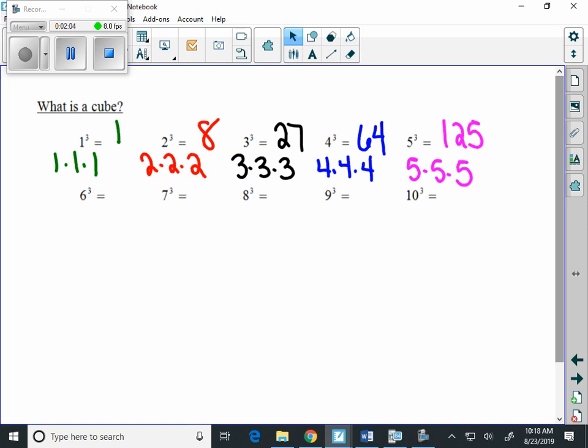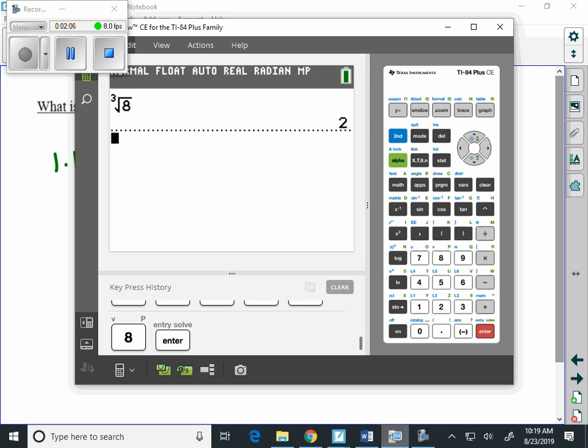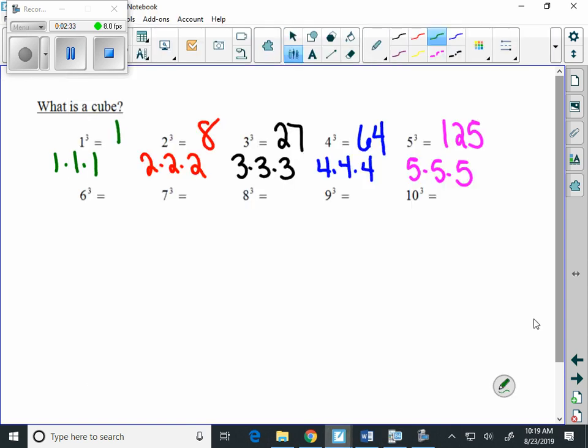For the cubed button on the graphing calculator, I usually use this caret, which is the 6th button up from the bottom on the right of the screen. 6 caret 3, 6 cubed, is 216. If you have an out-of-date calculator, it will show the caret symbol, but it'll still give you the 216. 6 cubed is 6 times 6 times 6, which is 216.